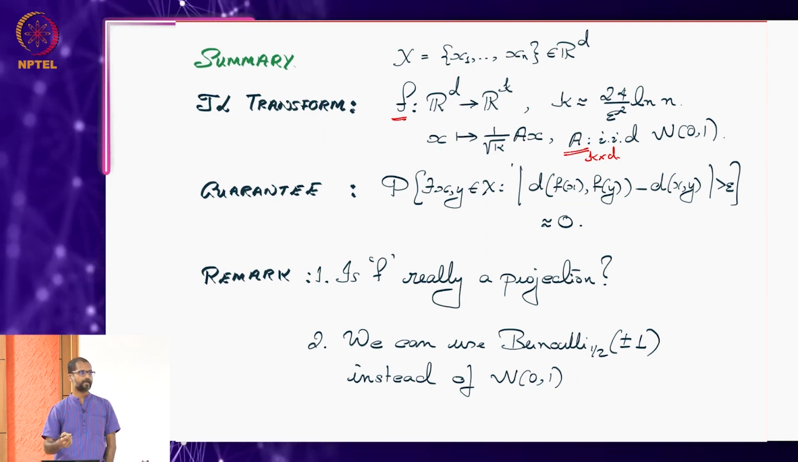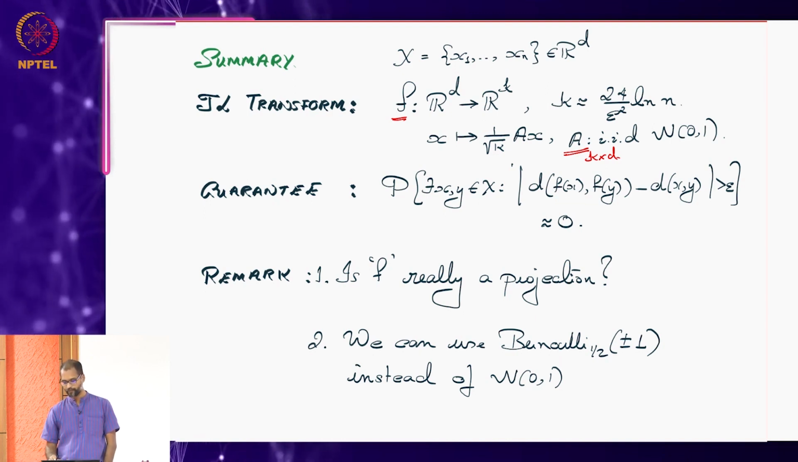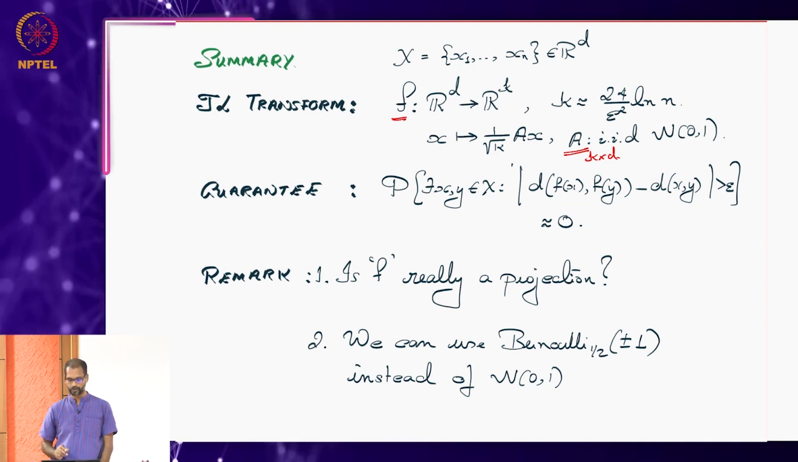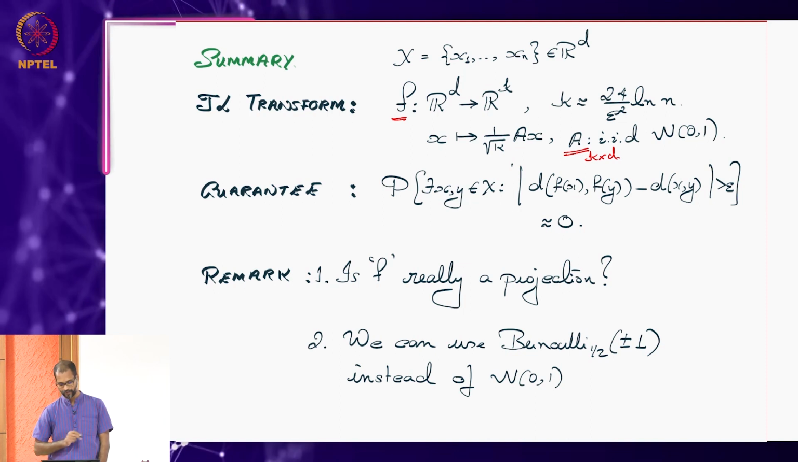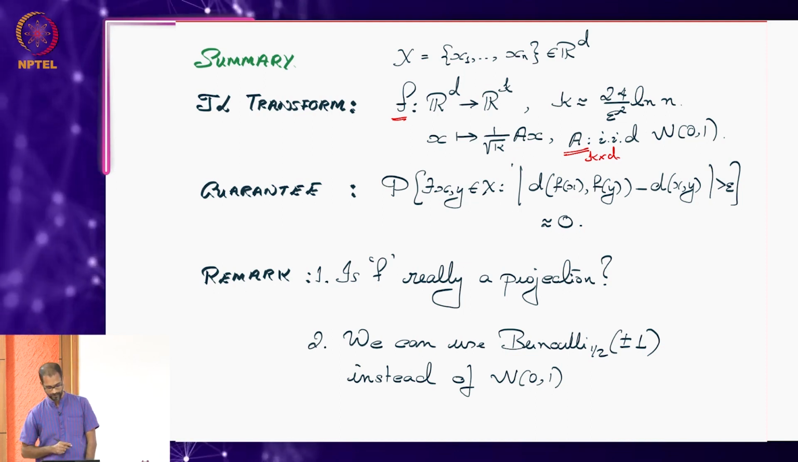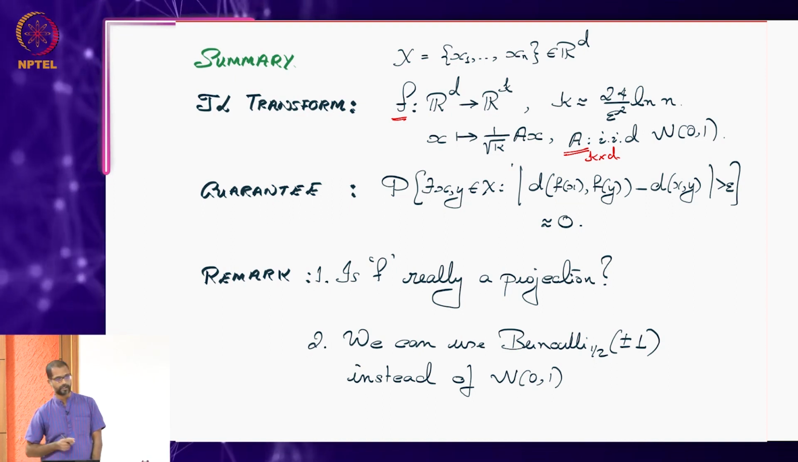And what is the guarantee that the JL lemma gives you? It tells you that every pairwise distance is well approximated, or the probability that even one pairwise distance is off is very close to 0. Okay. So, two remarks before I end.